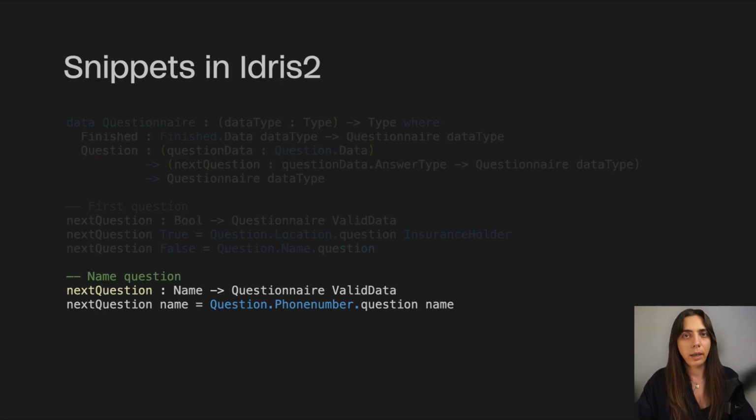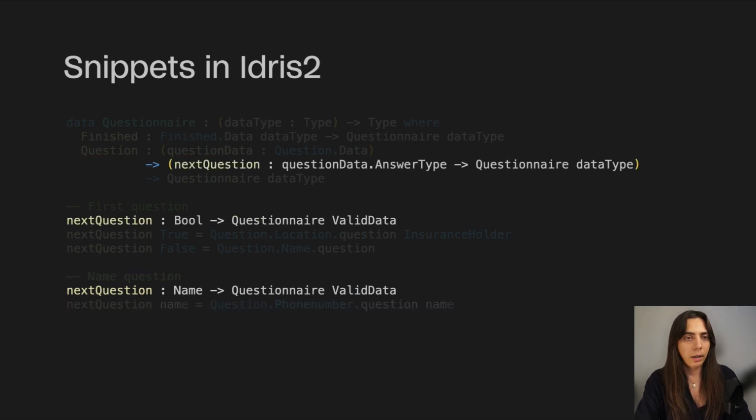Name here is actually not just a string, because we're in a dependently typed language, and that means that we can actually put constraints on our types. So in this case, name is an alias for a non-empty string. So I have the constraint in the type that it should be non-empty. And here I say that whatever name you get, we go to the phone number question. And again, I want to point out that the type to the left of the arrow here varies depending on which question we're at. And we can do this because we have dependent types.